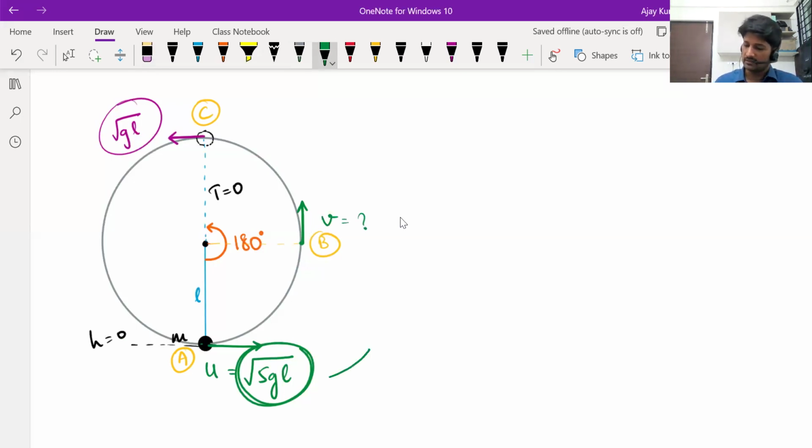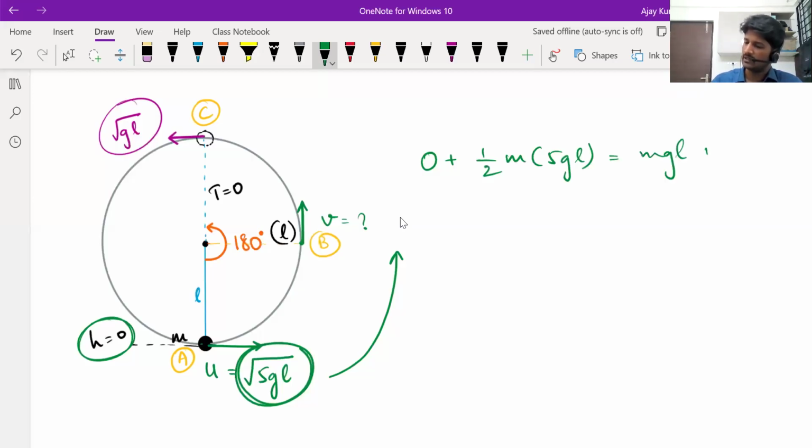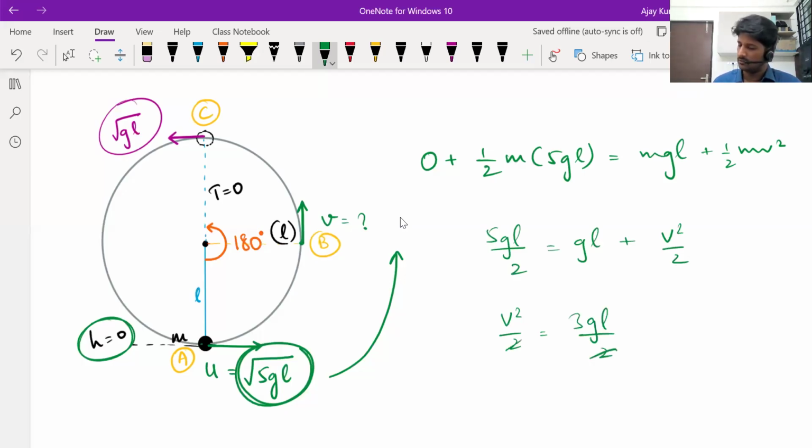Then you could have done energy conservation from here to here also. Let's do it. This height will take 0. This height will take L. Then initial potential energy is 0. Initial kinetic energy is half m u square, u square is 5 GL, equal to final potential energy mgL plus final kinetic energy half m v square. M can be cancelled. 5 GL by 2 on this side is equal to GL plus v square by 2 on that side. So v square by 2 becomes 5 GL by 2 minus GL. That is 3 GL by 2. Cancels, you get v is under root 3 GL.